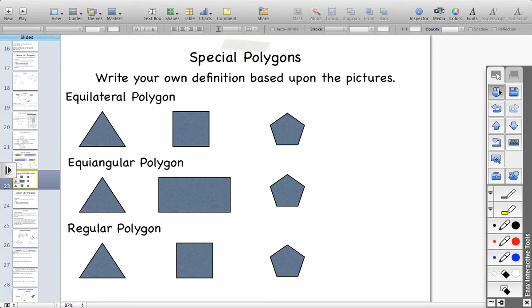All right, that's it for the lesson. So go over those three definitions, and then we will talk about it in class tomorrow.